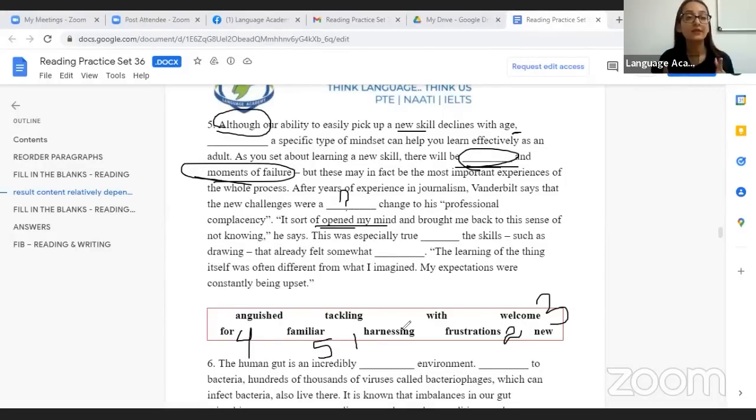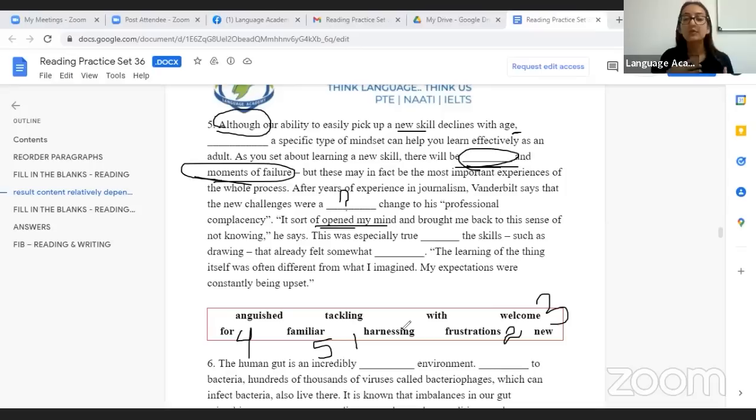Third, what kind of change? When we read the next sentence, we came to know that it was a good change for him. So we'll go with welcoming change or welcome change. The fourth one, this is especially true for the skills, which means if we talk about learning skills, then yes, this thing is true, just like drawing, which is a somewhat familiar thing, but still you can learn something new in that.